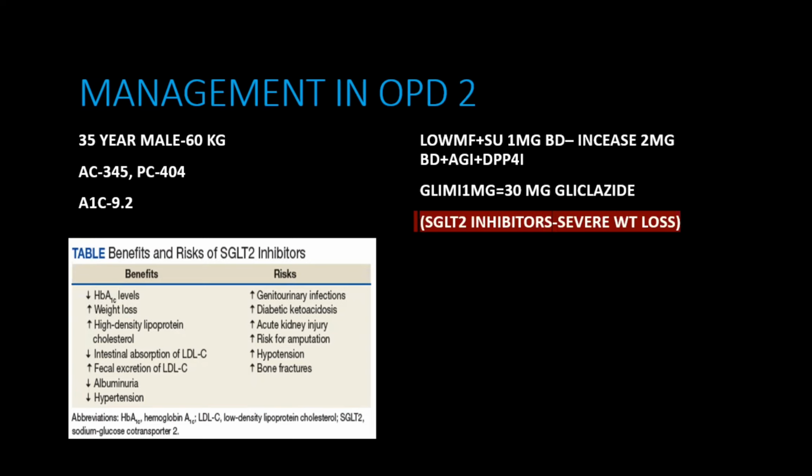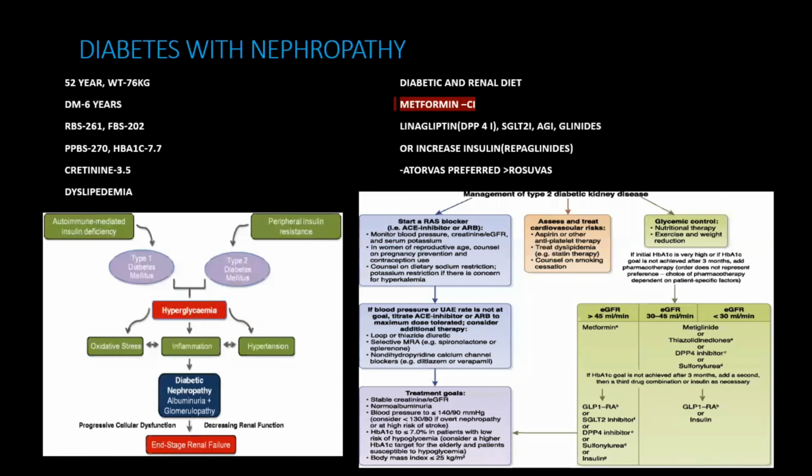SGLT2 inhibitors cause severe weight loss. We should use them cautiously. Benefits: decrease the HbA1c level and weight loss will be there, and increase the HDL cholesterol and decrease the LDL cholesterol. Fecal excretion of LDL cholesterol is increased, and it decreases the albuminuria and hypertension. What are the risks with SGLT2 inhibitors? Increased genitourinary infections, diabetic ketoacidosis, acute kidney injury, risk for amputation, hypotension, and bone fractures.